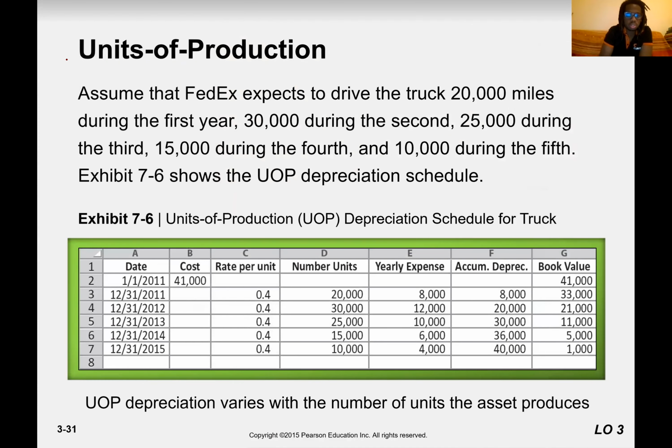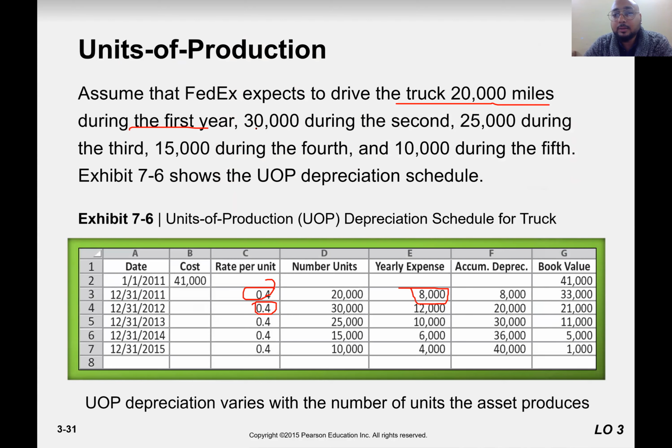Yeah. So let's talk about the illustration here. So we know that 0.4 per mile is the per unit depreciation, right? So assume that FedEx expects to drive the truck 20,000 miles during the first year. So in the first year, the value of the truck goes down by 20,000 multiplied by 0.4, which is 8,000 a year.